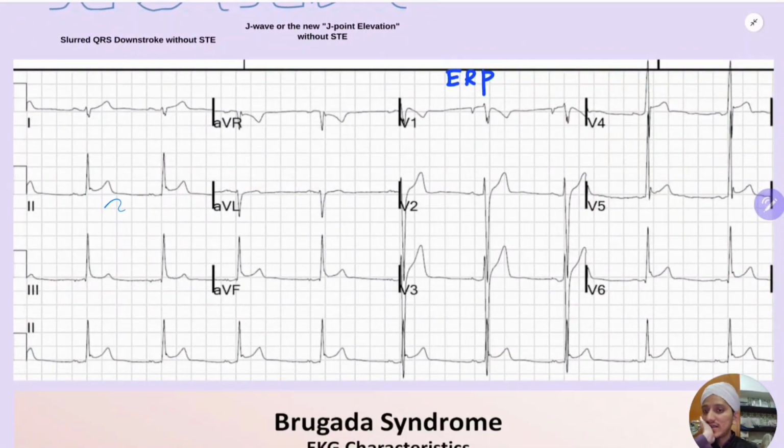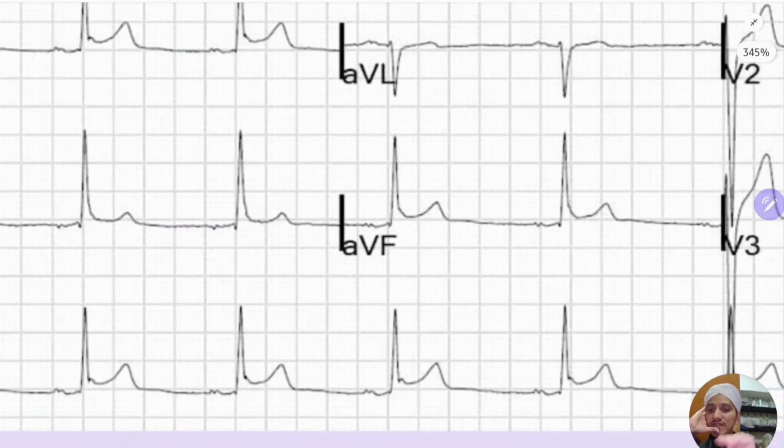Now you can see here in the two leads you are having concave ST segment elevation, and this is slurred ST segment elevation. And if you watch closely, in some leads you can see the J wave also. See, this is a J wave, this is also a J wave. Here you can't see a J wave, you can see slurring of the downstroke. This is type 2 early repolarization pattern.